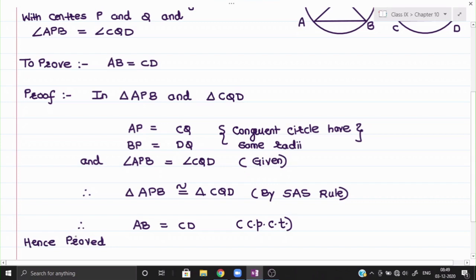Next time we shall start exercise 10.3. We shall see some of the questions of 10.3. I think there are only three questions in 10.3, so we may be able to finish exercise 10.3 next time. Okay, thank you.